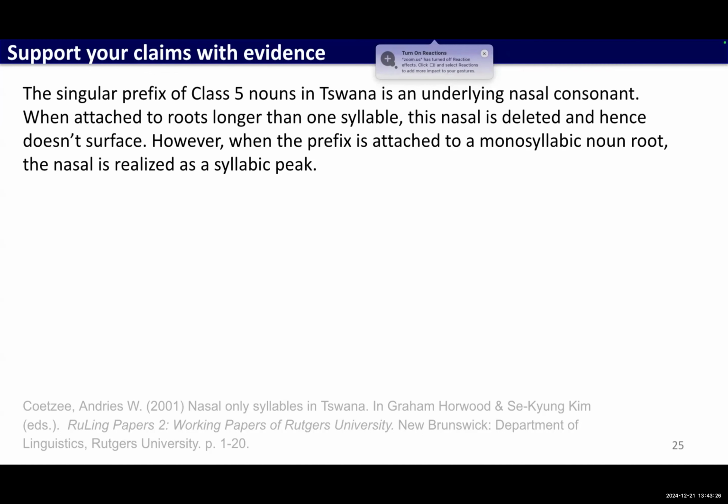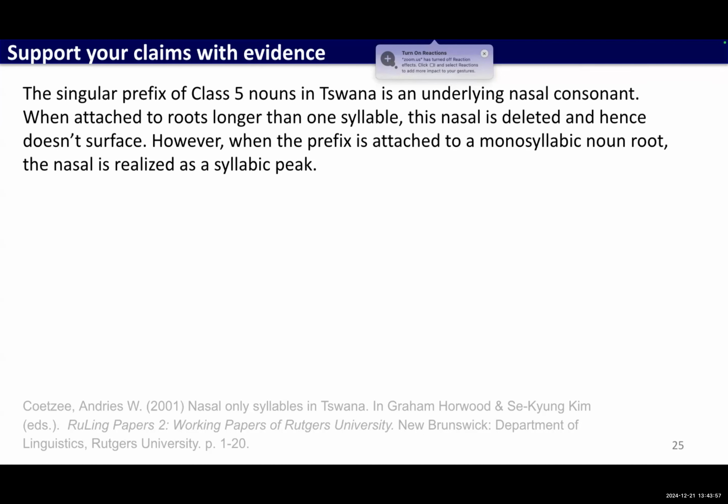So let's read this quote. The singular prefix of class 5 nouns in Tswana is an underlying nasal consonant. When attached to roots longer than one syllable, this nasal is deleted and hence doesn't surface. However, when the prefix is attached to a monosyllabic noun root, the nasal is realized as a syllabic peak. So there's a lot of claims in there, right? How are class 5 nouns realized? There's a nasal prefix, sometimes it deletes, sometimes it doesn't delete. So there are many claims made in there.